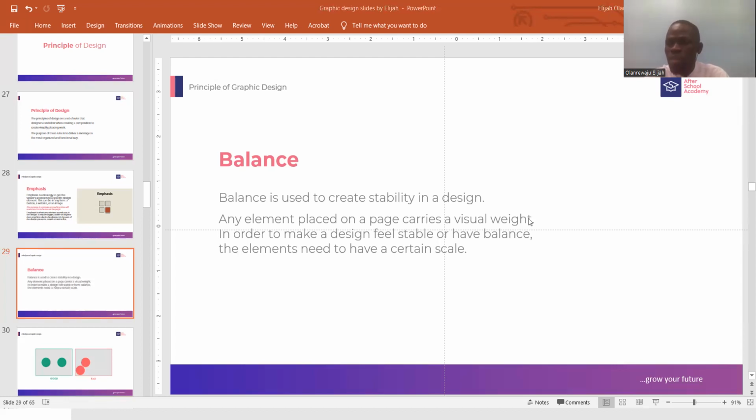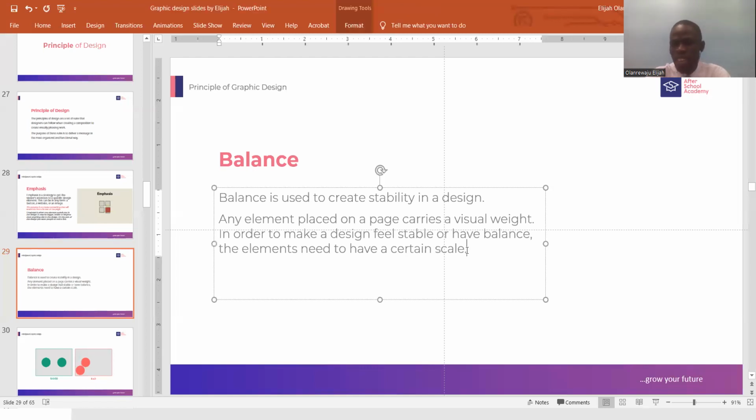So now, every element, and what are those elements? You have your shape, you have your color, you have your typography, you have your image. Every one of them that you place on your design must be balanced, right? In order for people to be able to consume it the way you want them to consume. In order to make a design feel stable or have balance, the elements need to have a certain scale. Scale means size, right? You scale them based on their importance. You size them based on their importance, right?